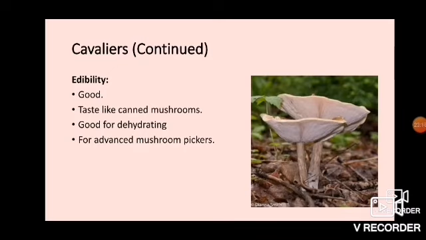The spring Cavalier, however, is one that when you cook it up and fry it, it actually tastes like you're eating mushrooms out of a can. So if you like that, it'll be good. If that's not your favorite, it won't be. They do go well for dehydrating. Their taste remains after you reconstitute them. And these are for advanced mushroom pickers.